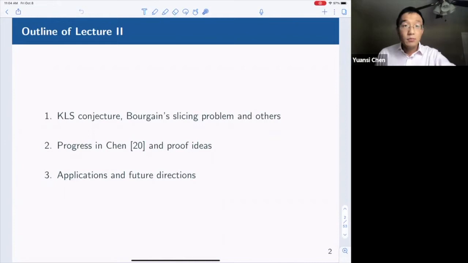This will still follow the same idea of using pathwise analysis: you don't prove things on the original density, you just transform it and then prove things on the transformed density. Then in the last part, I'm going to present some applications of this improved KLS bound, and other applications of this pathwise analysis, or Eldan's stochastic localization, and present some future directions.